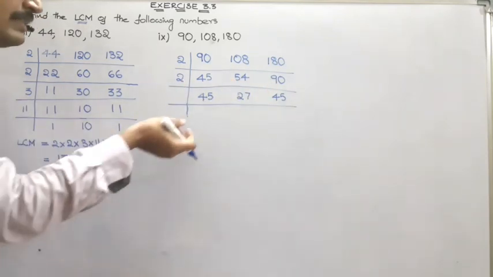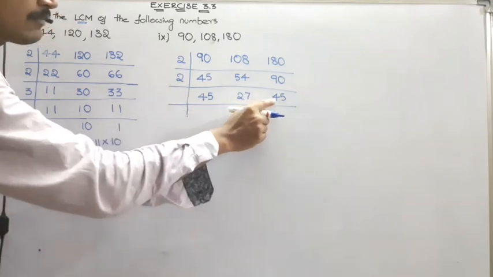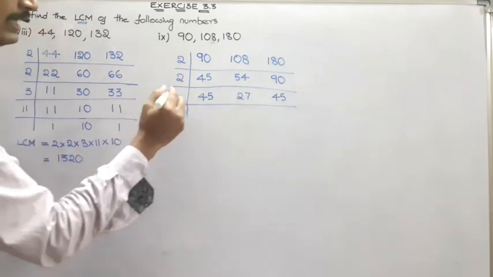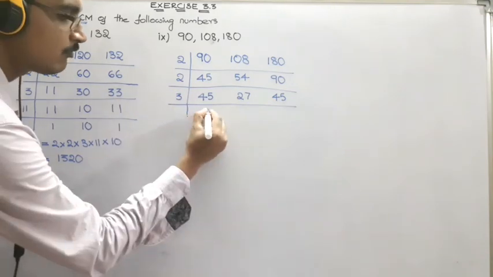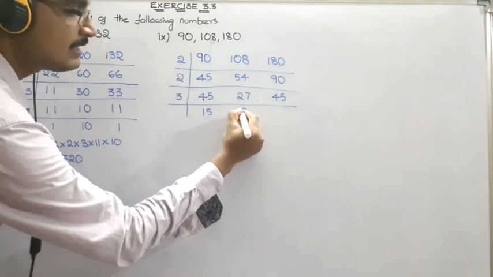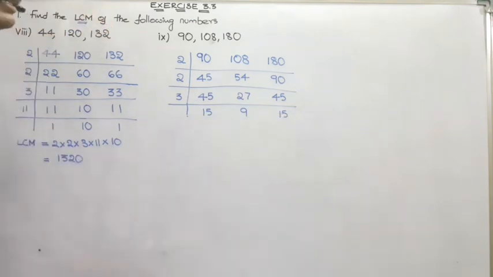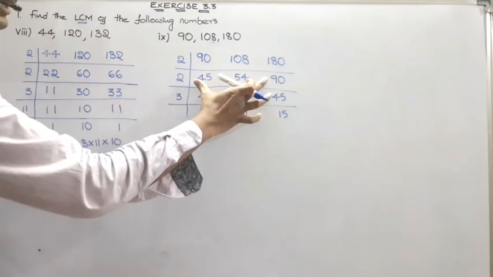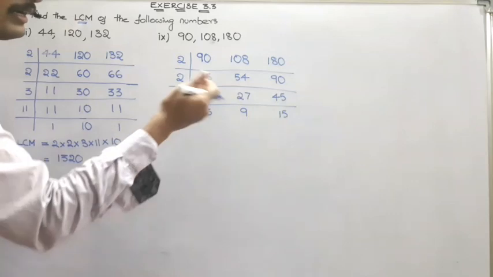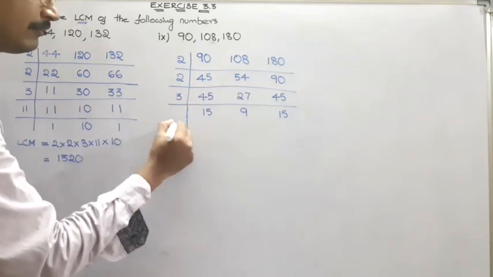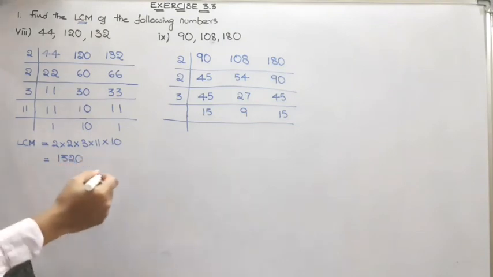Now, is there any common table which cancels 45, 27 and 45? Yes, it is 3 table. 3 15s are 45, 3 9s are 27 and again 3 15s are 45. See, in the second step we got only 2 numbers to be divided, whereas in the third step again 3 numbers are going to be divided. So please be careful, children, while you are doing LCM.